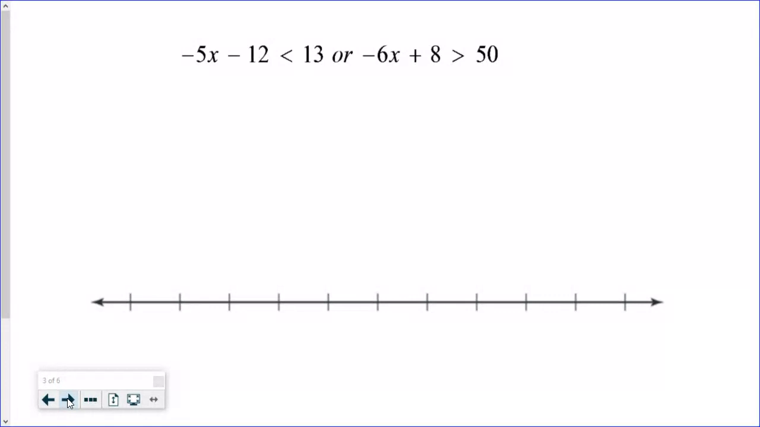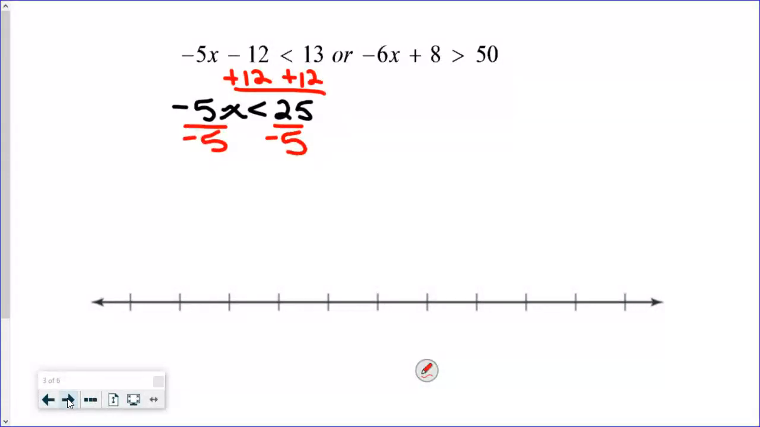Okay, now this is a 2-parter, so let's start with the inequality on the left. I'm going to add 12. Okay, and I have negative 5x is less than 25, and I'm going to divide both sides by negative 5. And what happens when I divide by a negative? Remember, I flip the sign. That still happens. Then I just do the math and I bring down the word "or."